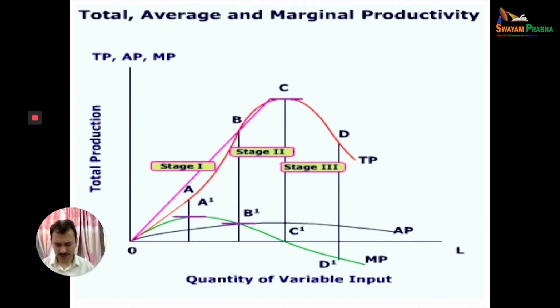You can say in the first stage, AP, MP, TP with variable factors, with variable input, reflect increasing efficiency of labor. In the second stage, it starts with the intersection of AP and MP, decreasing AP, MP, but total output is still increasing. And in the third stage, MP is negative and TP starts declining.